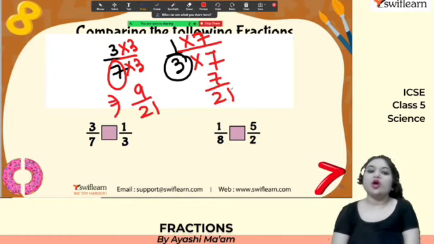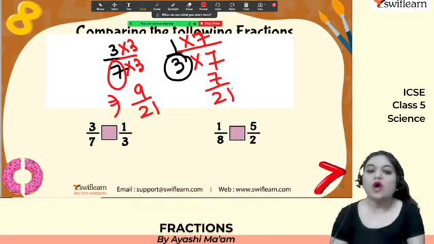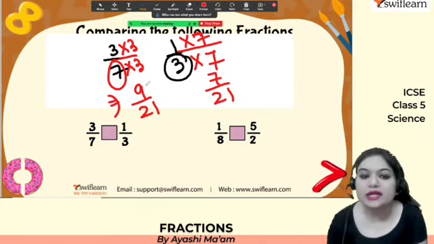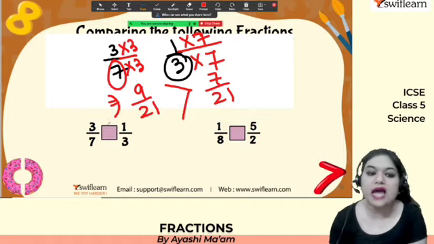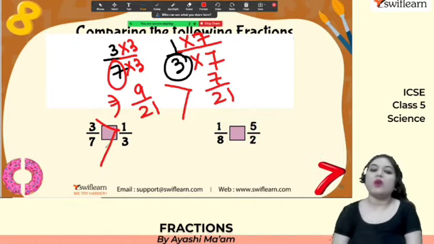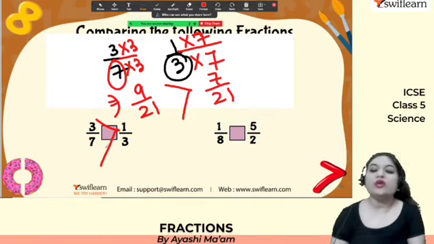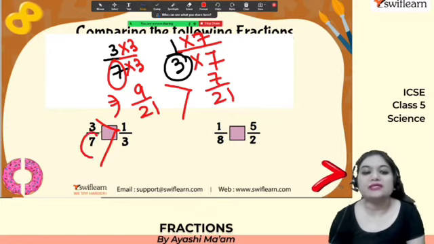See, the denominators became equal, right? So now we have two like fractions, and definitely 9 by 21 is greater than 7 by 21, which also means that 3 by 7 will be greater than 1 by 3. Okay. So whenever you have two denominators like these, like 7 and 3.